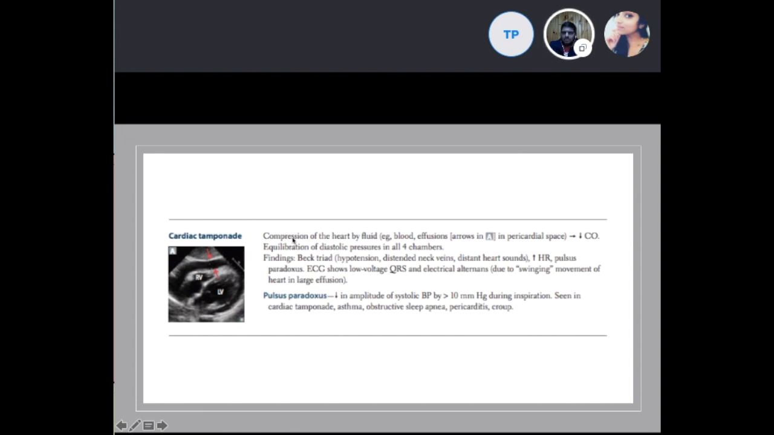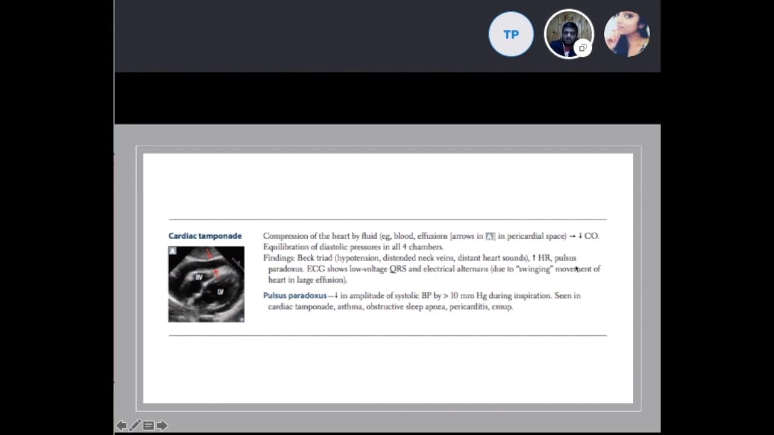So in cardiac tamponade, it's a compression of the heart by the fluid, such as blood or effusion, in the pericardial space. So where you see here is basically the pericardial space, and that will lead to a decrease in the cardiac output. And this is what it says here: equilibration of the diastolic pressures in all four chambers. So that's where all the chambers will equilibrate in this pressure. And the findings will include Beck's triad, increase in the heart rate, pulsus paradoxus, and then the ECG can show low voltage QRS and electrical alternans.